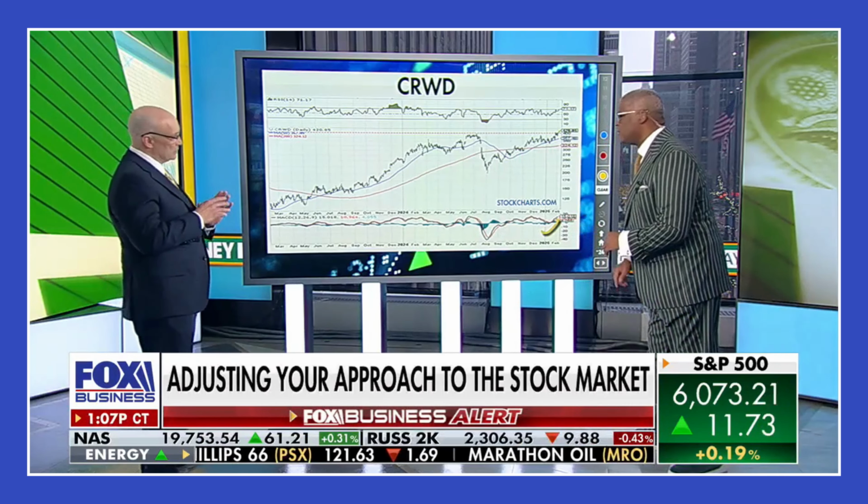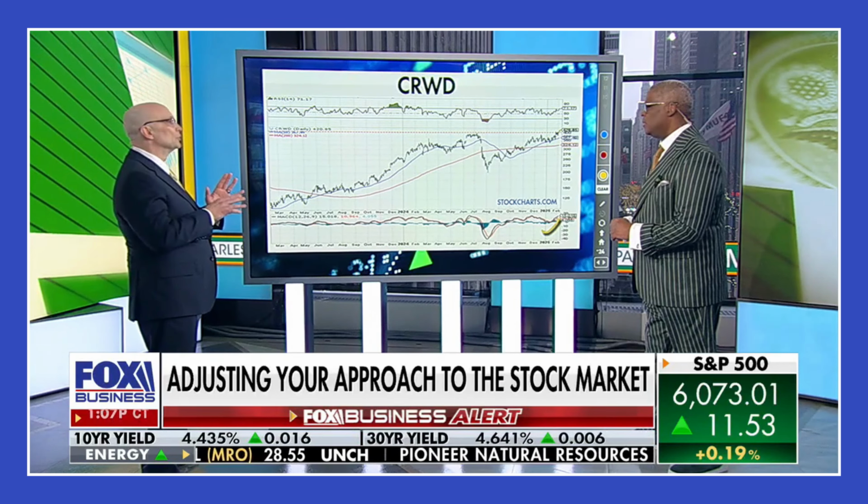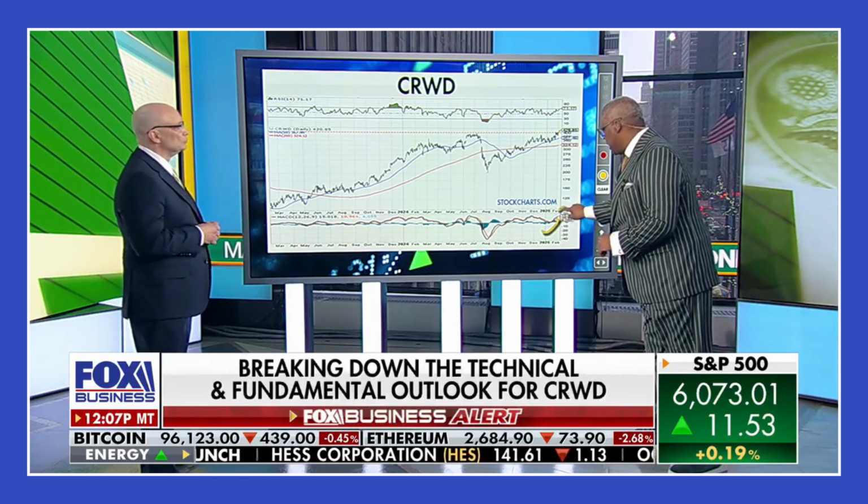MACD is one of my favorite indicators, and the reason is it indicates price momentum. In the CrowdStrike chart, what you'll see is that the MACD is rising. It's starting to turn up. The black line is over the top of the red line, so that's a bullish trend signal. What that indicates is that the weekly trend momentum is very strong and rising. That's a plus.